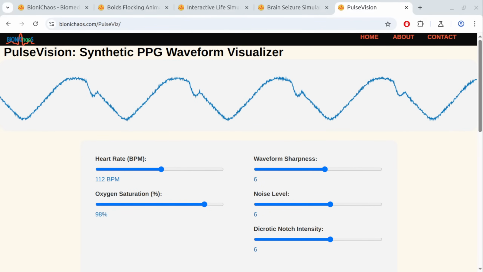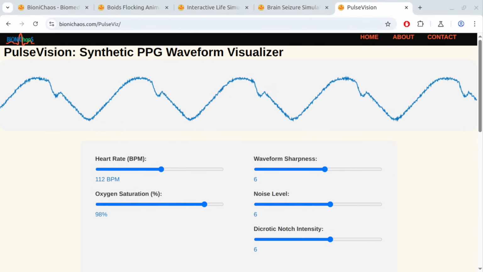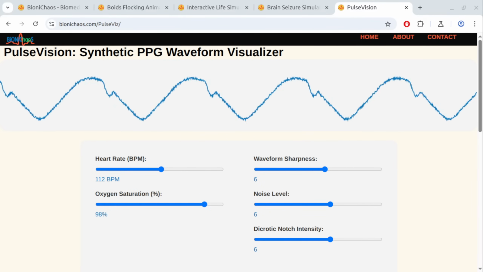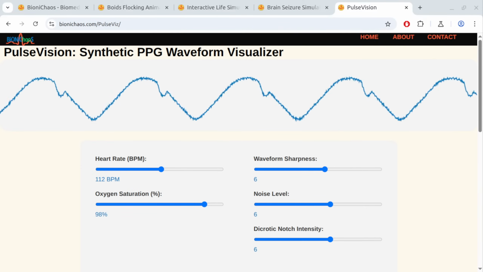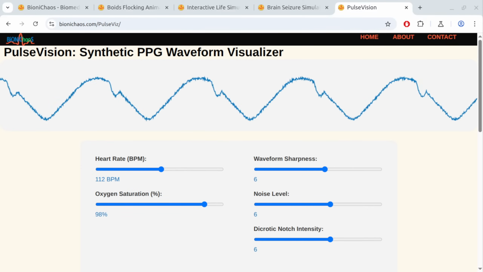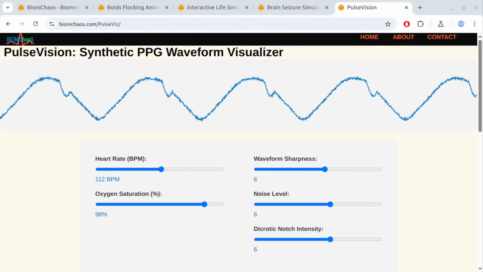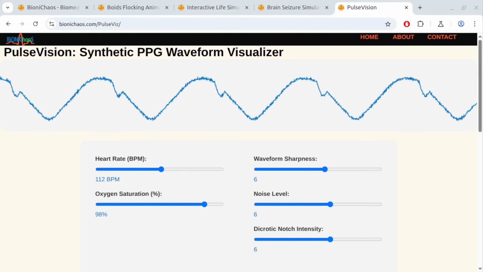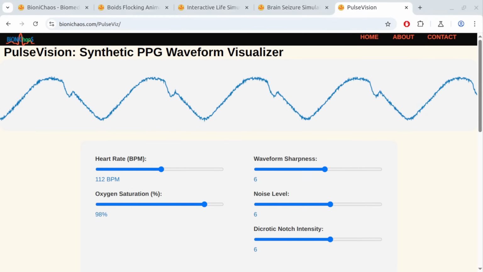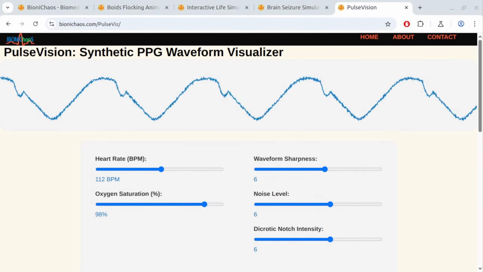Absolutely. And for the data geeks, there's talk of maybe calculating metrics like heart rate variability, HRV, right there in the tool. Plus, the idea of being able to save or export the waveforms you generate. That opens up possibilities for people to track things over time, share data, maybe even use it for personal projects or research. So wrapping this up, what's the big takeaway here?